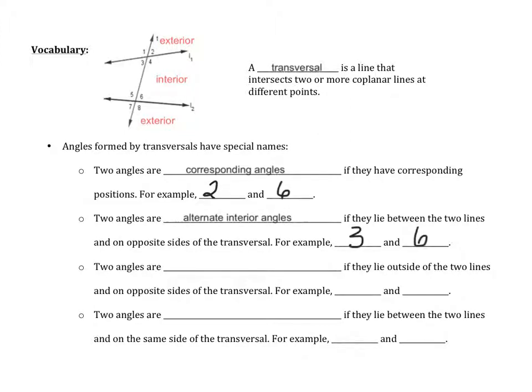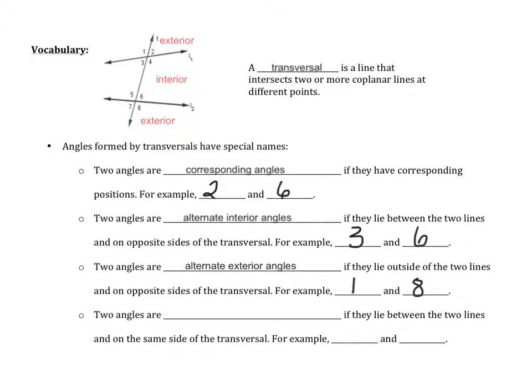The next angle pair are called alternate exterior angles. Two angles are alternate exterior angles if they lie outside the two lines. So again, that's the exterior part. So we're talking about angles 1 and 2, 7 and 8, and are on opposite sides of the transversal. So again, they're looking at different sides of the transversal. So in this case, it would be 1 and 8, 2 and 7. We'll just write down one of those as an example.